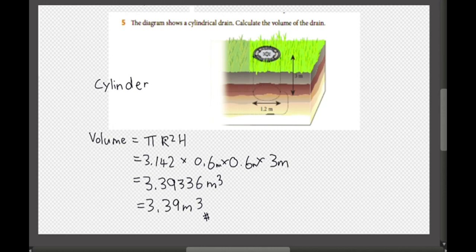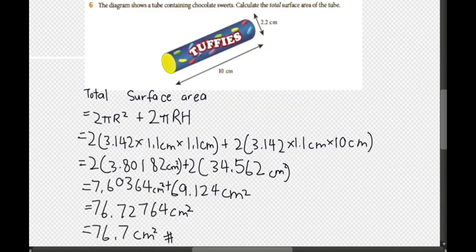The formula says that the radius needs to be squared, so 0.6 meters times 0.6 meters times the height, which is 3 meters, as we can see here. After multiplying them all together, we will get 3.39336 meters cubed. And after changing it to 2 decimal places, we will get 3.39 meters cubed, which is the volume of this drain here. Now moving on to question 6.